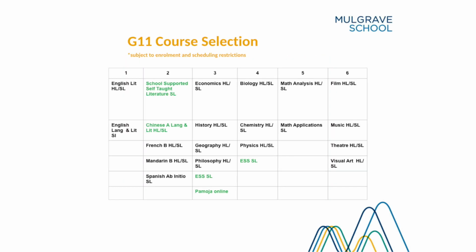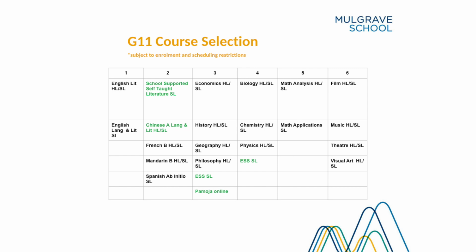So looking at the courses that the students have available in grade 11, we offer English literature in the high level and standard level, and we are offering English language and literature just at the standard level in grade 11 and 12. We offer a variety of different languages at Mulgrave, and these often follow on from the grade 10 courses. So we have French as a second language at both the higher level and standard level. We have Mandarin B at the higher level and the standard level. And we have Spanish ab initio, which students will follow on if they've been taking it in grade 10, but they can also start that at the beginning of grade 11 if they want to.